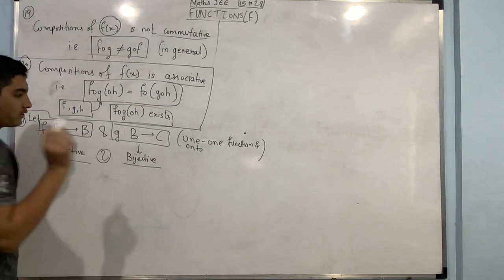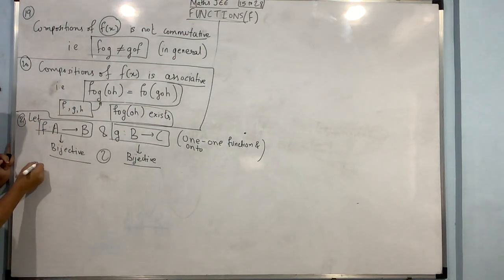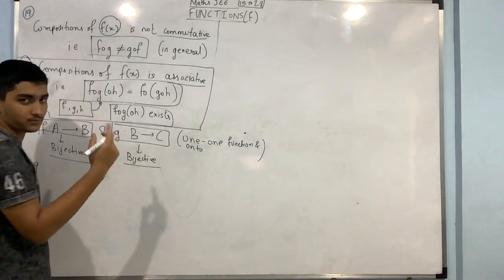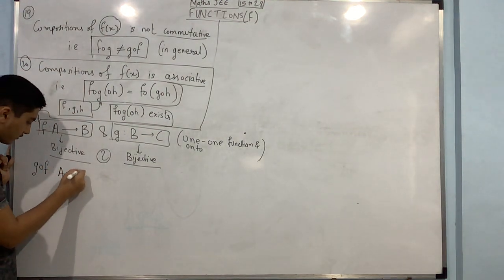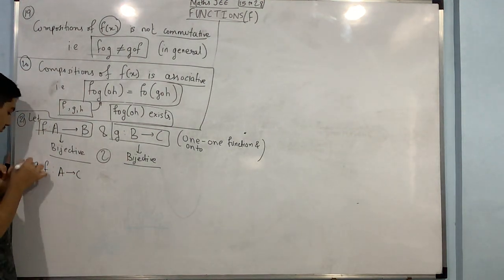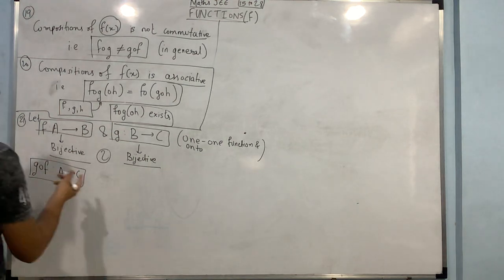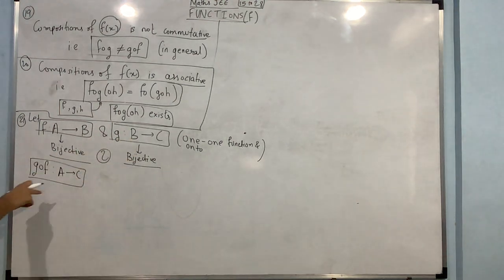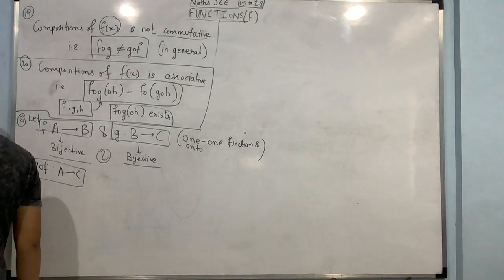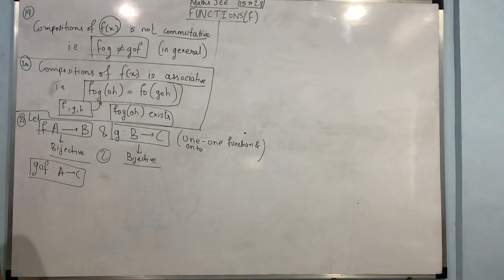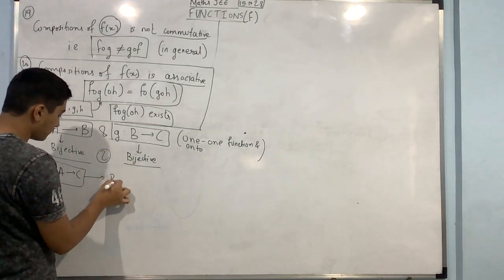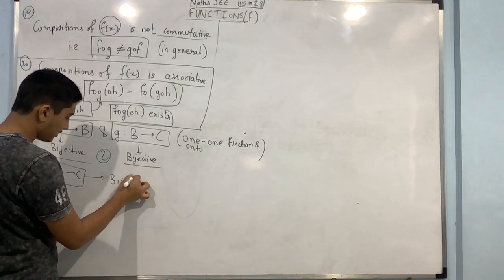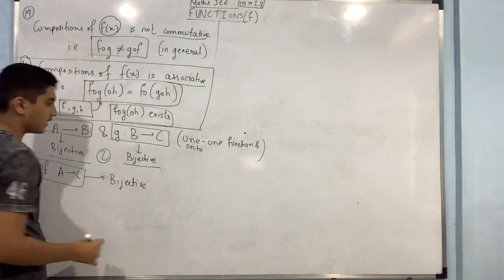Now I told you about circles. Now if I say B to C, one more is remaining: g o f from A to C. I have written this before. Do you remember? So if they are bijective, what will happen with this? If both are bijective, then of course automatically this will also be bijective. Yes or no? It is such an easy point.